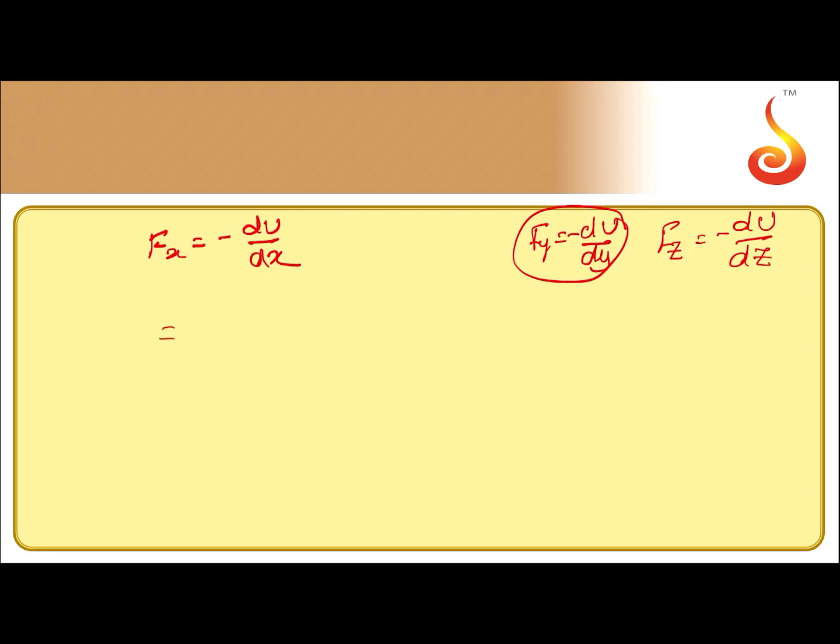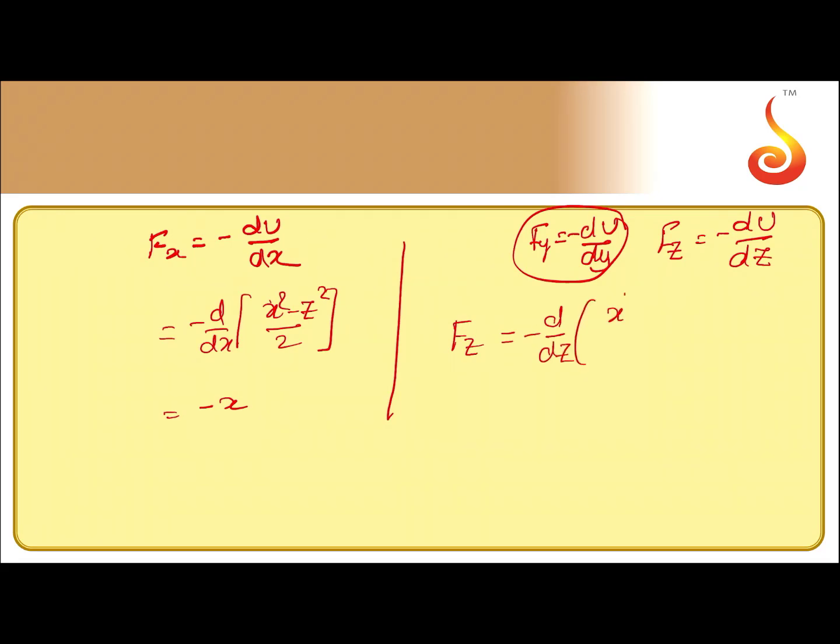So if we substitute that, minus dU by dx, d by dx of U, what is that U? x square minus z square divided by 2. That gives me 1 by 2. Differential of x square is 2x, with the negative sign. So we are left with minus x. Likewise, Fz is equal to, what is it? d by dz, of course with a negative sign, of x square minus z square divided by 2. That further simplifies to plus z.